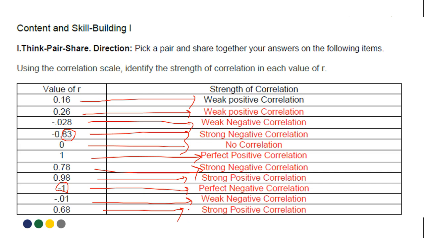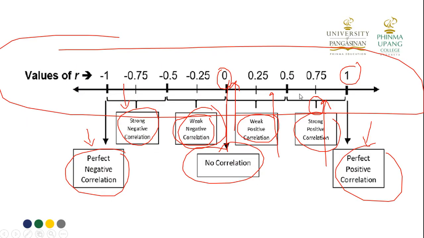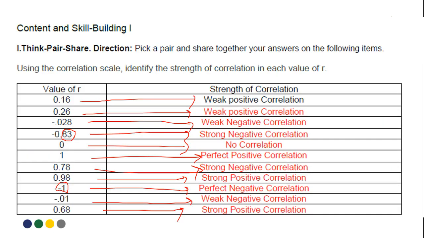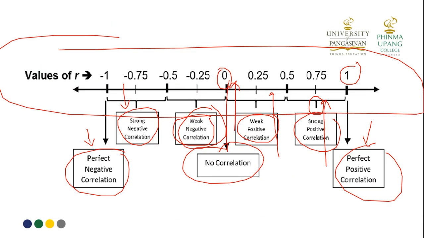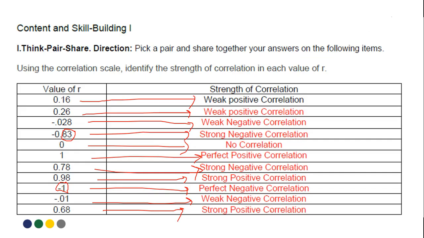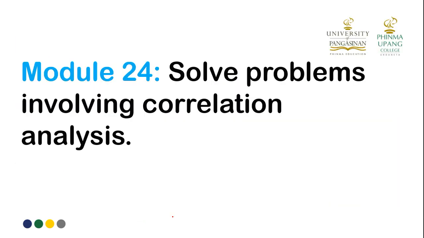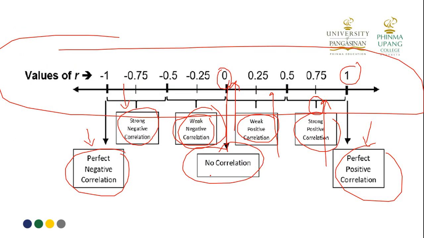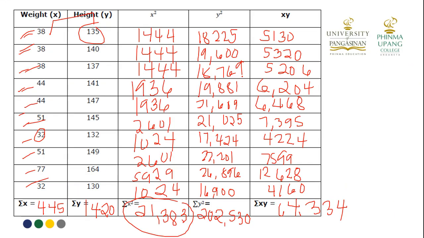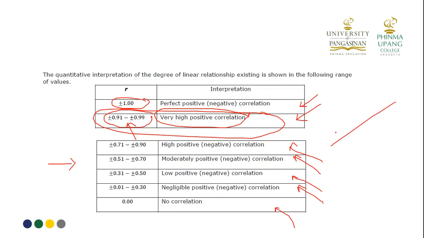And for this, 0.68 is strong positive kasi yung 0.68 po is nandito po sa strong positive. Strong positive correlation 0.68. May tanong po ba sa module number 24? All you need to do is to memorize the interval just like this. Ito lang. Yun lang talaga yung technique dyan.